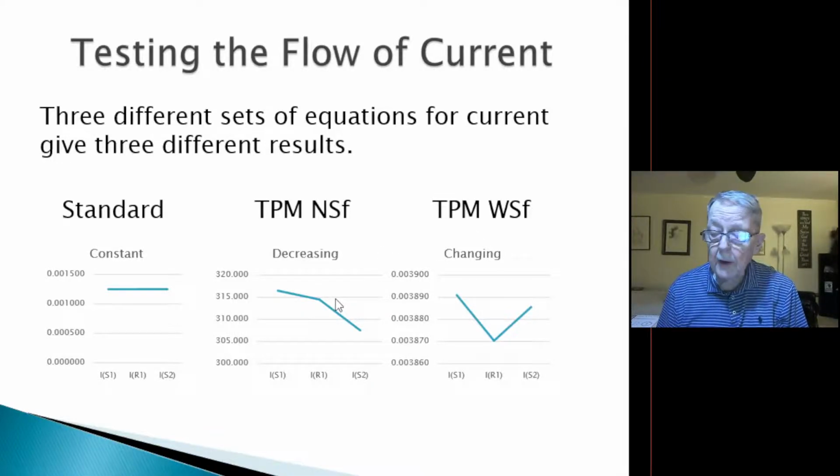But when I develop an equation using the particle model, in this case without the speed factor, you get a decreasing current. That's because you're losing G1s through this resistor before you get to that one, and you lose more here before you get to this one. And that's the current levels you would expect if this set of equations were true.